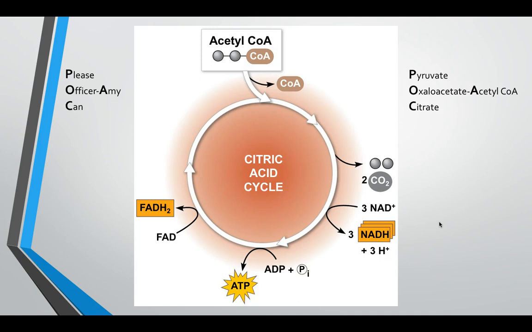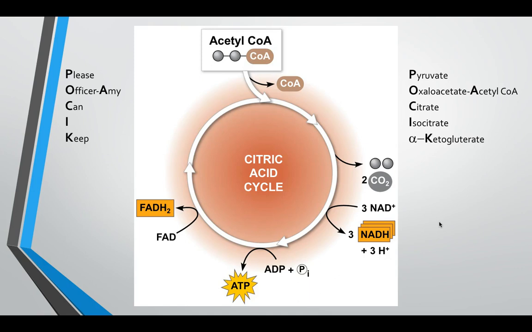CAN is for citrate. The first transformation happens when oxaloacetate bonds with acetyl coenzyme A. It creates what's known as citrate, which is why this cycle is often called the citric acid cycle. I is isocitrate. Isocitrate is an isomer of citrate, so citrate will be converted to its own isomer, isocitrate.